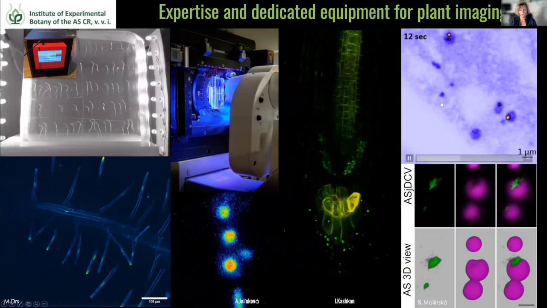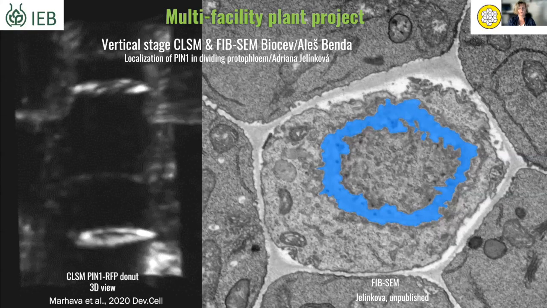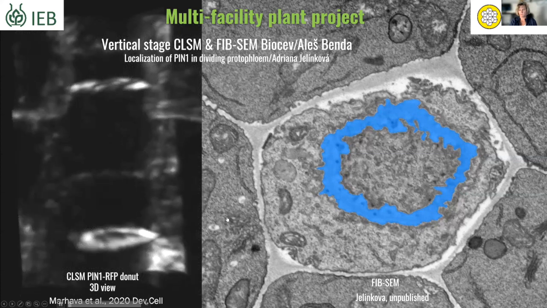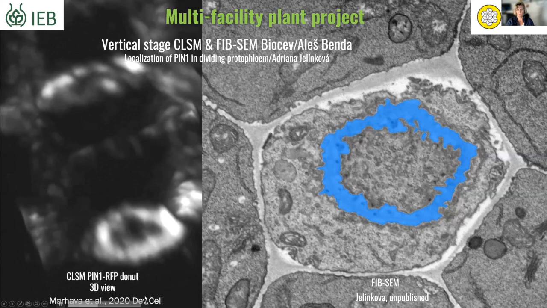For those of you who need higher resolution, the Prague node also offers super-resolution and electron microscopy oriented facilities. One example might be the Charles University facility in the Biosef Institute, which is headed by Aleš Benda, and I saw here also David. Aleš is the scientific leader of our Prague node, and this is a small example of one multi-facility project which started here at our institute with simple vertical stage confocal microscopy done by Adriana Jelinkova, and then she continued at the Biosef facility further with FIB-SEM to localize some internal PIN1 structures.